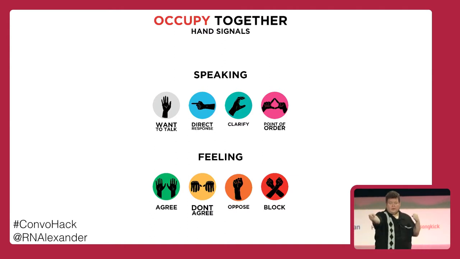Next one is this, direct response. Finger pointing is sometimes a little bit confrontational. You can just point with your whole hand if you like. That means I want to talk about next, but I want to talk about the thing that you are talking about. I want to address the current topic at hand.